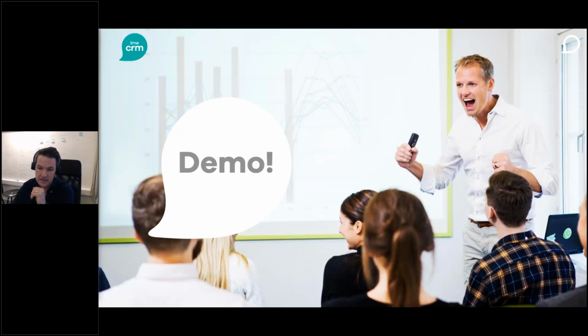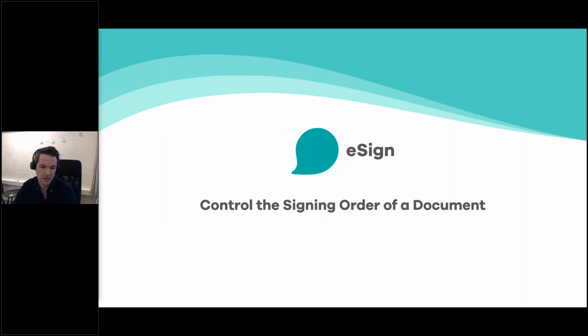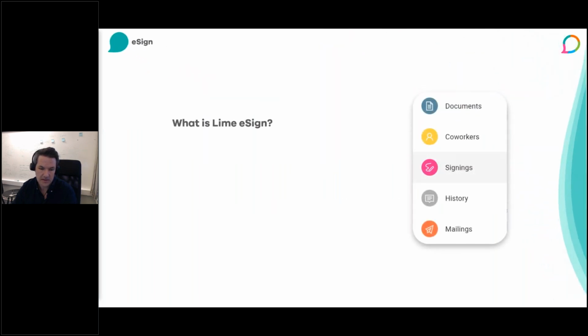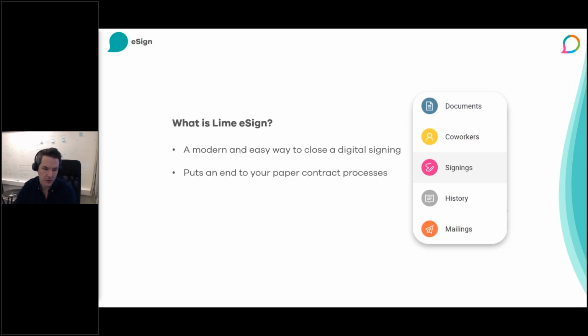So let's go back and continue with the last new feature of this webinar, Lime eSign, and the possibility to set signing order. So some of you might already know what Lime eSign is and maybe already use it in Lime CRM. But for those of you who don't, Lime eSign is an add-on to Lime CRM that is a modern and super easy way to send documents for signing digitally.